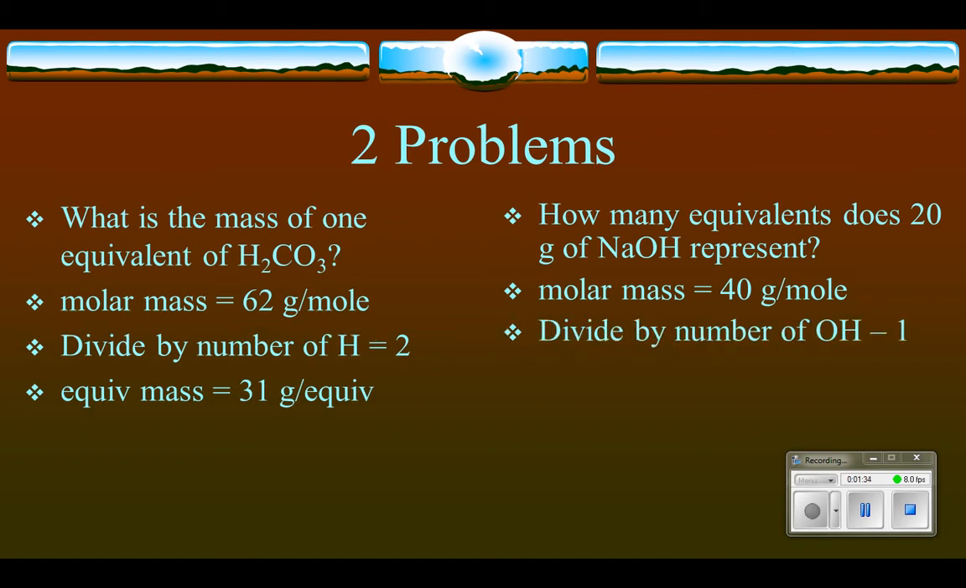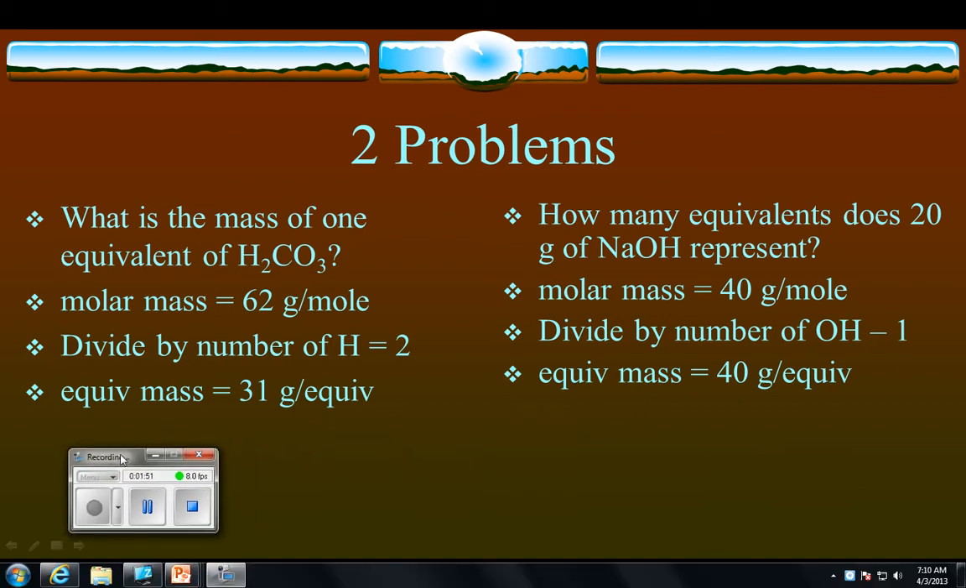We then count the number of hydroxides. The number of hydroxides is 1. That's not -1. That should have been an equal sign on there. So the number of hydroxides is 1. So we divide 40 grams per mole by 1, and we find that therefore it's 40 grams per equivalent.